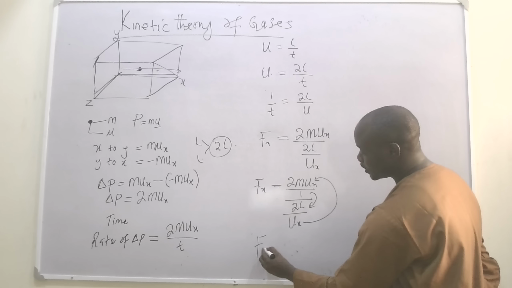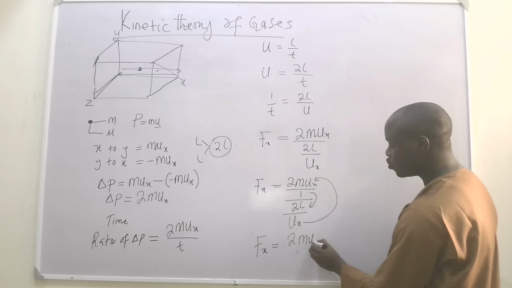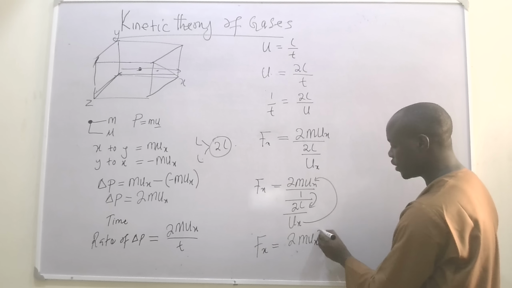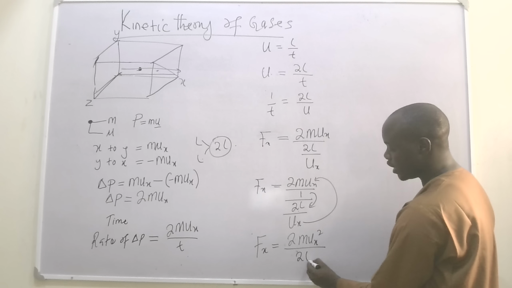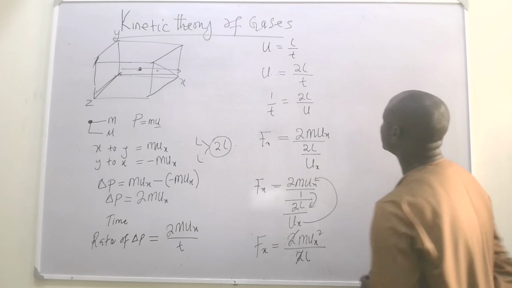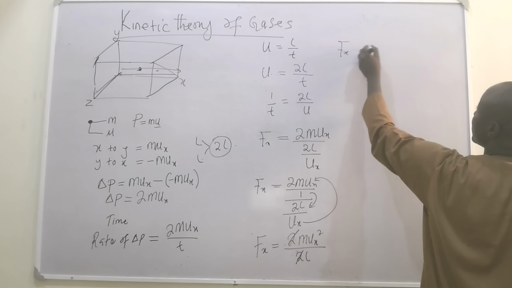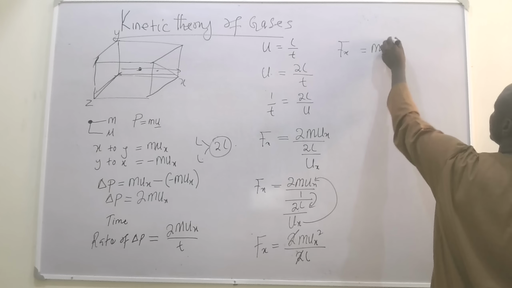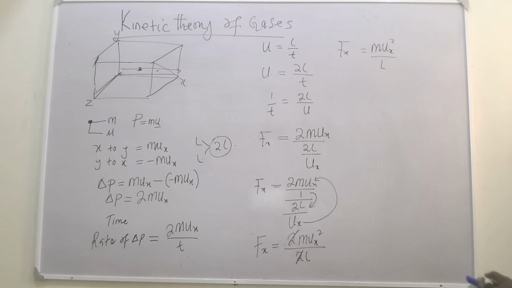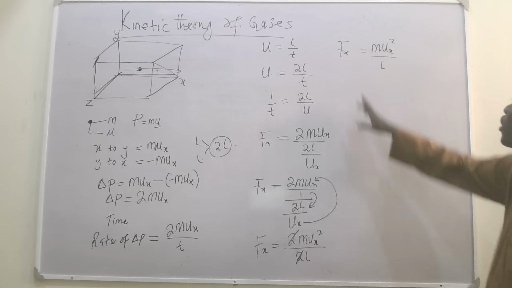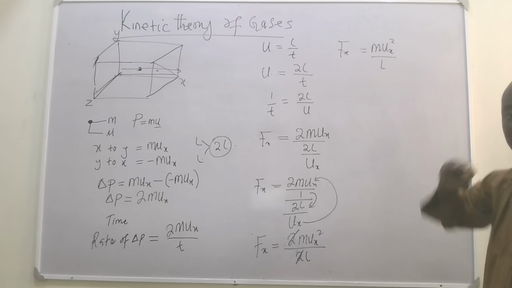So therefore, f of x is now going to be 2mu s squared divided by this time, 2L, and this one will now cancel this. So therefore, we now have f of x is equal to mu s squared divided by L. And importantly, ladies and gentlemen, we now have mu s squared divided by L.